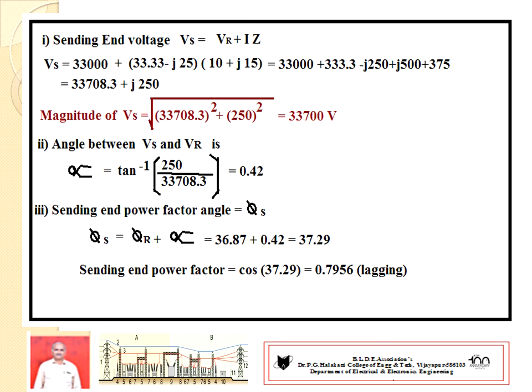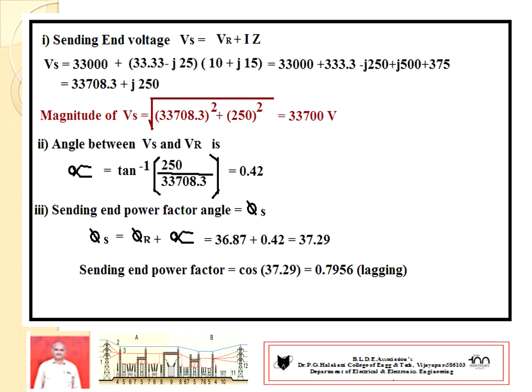So we are knowing the impedance, we are knowing the VR. Come to the last point. Vector Vs, sending end voltage, equals vector VR plus I into Z. So you substitute all the values and multiply each of the terms. Only thing, j into j becomes j square. This value we are going to get as -1. Remember, j into j gives j square, and the value is -1.